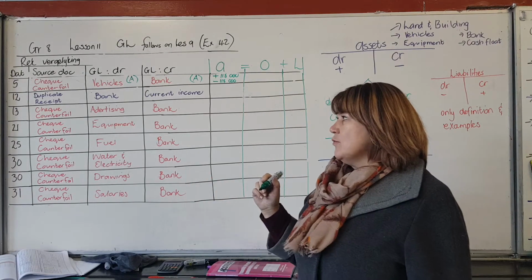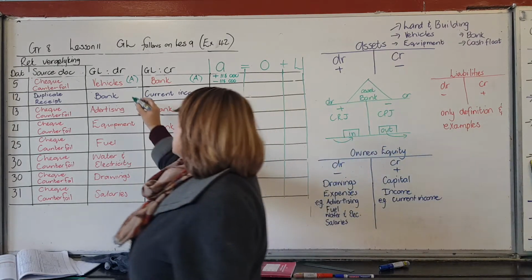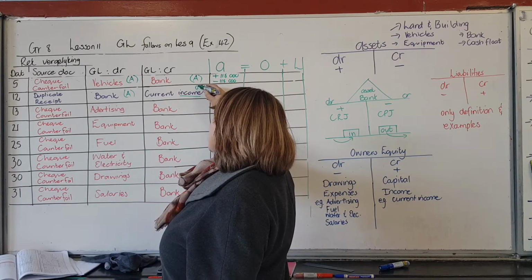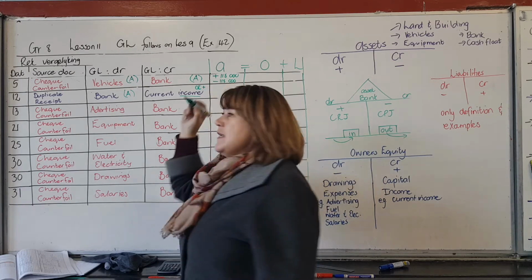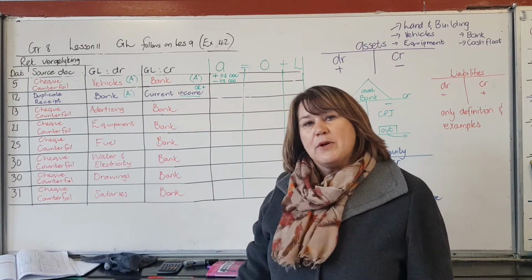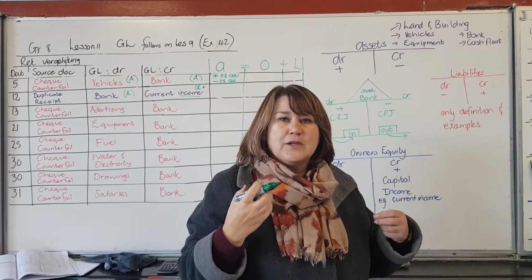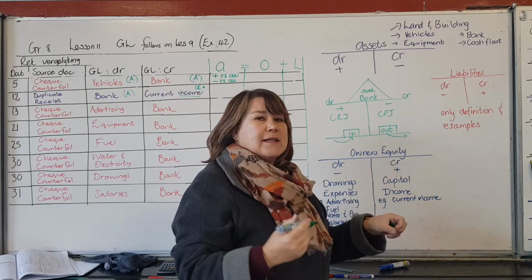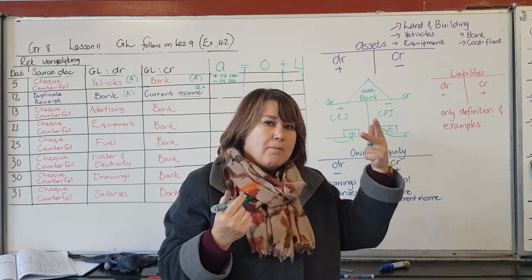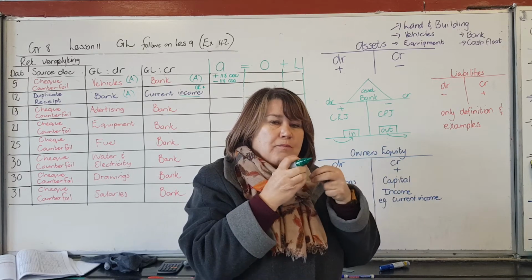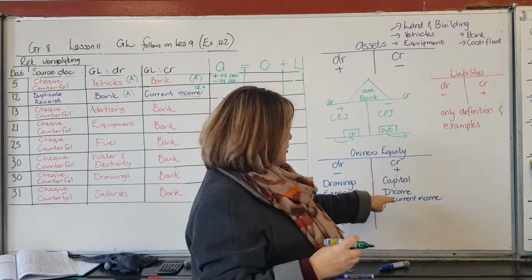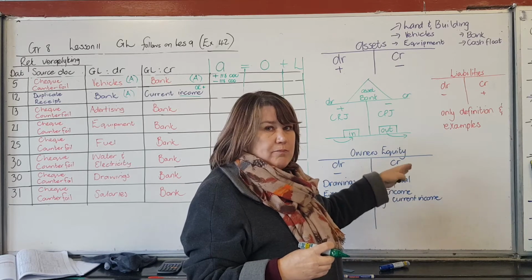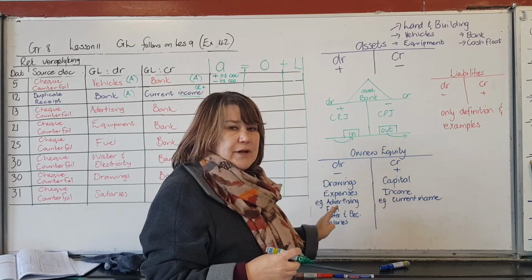If we look at the second one on the 12th, bank is an asset, but your current income is an income, and that's owner's equity, and it increases your owner's equity. Why? Because you've received money, so your profit's going to increase. Remember, owner's equity is capital, drawings, and the net profit. But how do you calculate your net profit? Your income minus your expenditure.